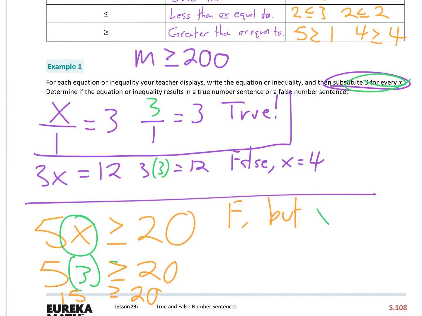So x could be greater than or equal to 4. So 4 would work, 5 would work, because 5 times 5 is 25, which is greater. 5 times 6 is 30, that's greater than 20. So anything more than 4 would work. So that is an example of how to solve one with an inequality.